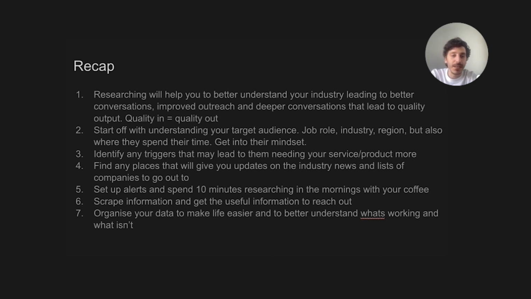And five is set up alerts. Make life easy. You don't have to go to 10 websites. Use the RSS feed, and then you can just plug in all the websites that you find into this one feed, and that's your morning reading. Scrape information and get the useful information out. We've used Easy Scraper. There's a number of tools on the market. Octoparse is another useful one.